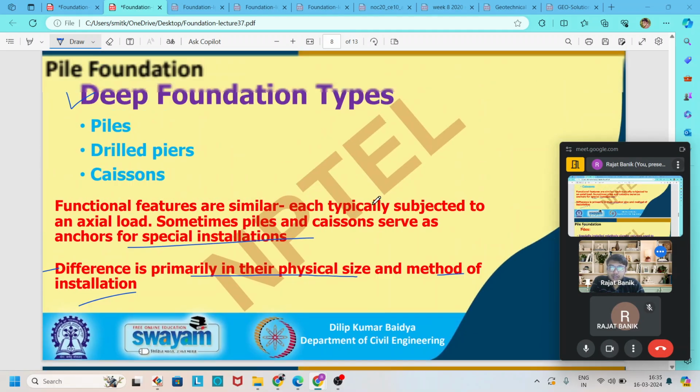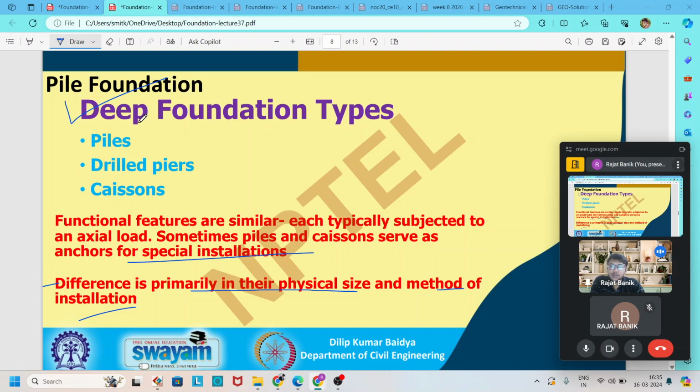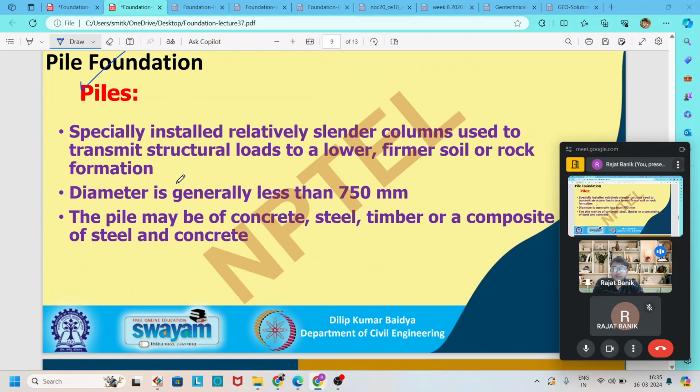So we are coming to different types of deep foundation. In deep foundation, we have three types: one is piles, another is drilled piers, and another is caisson foundation. Pile foundations are specially installed relatively slender columns used to transmit structural loads to a lower, firmer soil and or rock formation. The diameter is generally less than 750 mm, and the pile may be concrete, steel, timber, or a composite of steel and concrete.